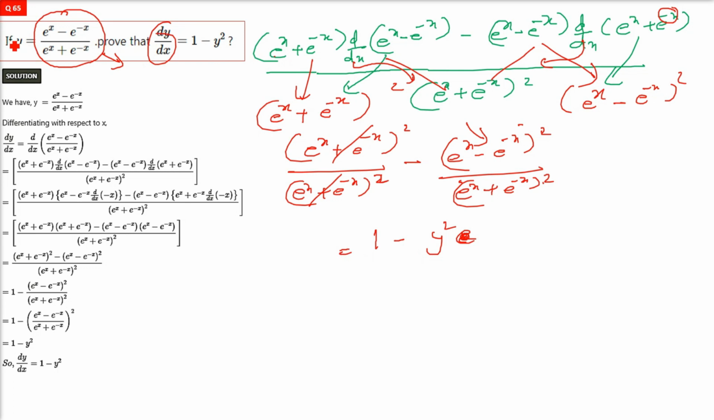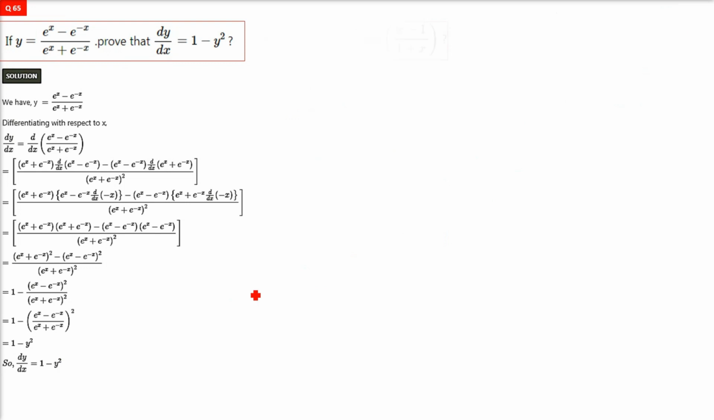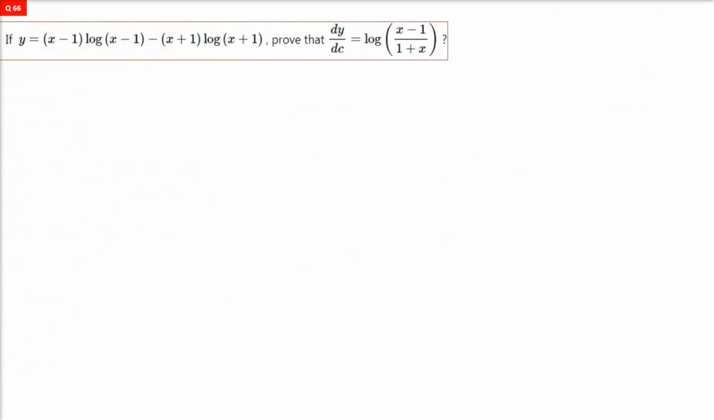Initially we started with dy by dx only. So this dy by dx is equal to 1 minus y square. This is how you can match the answer also, but you have to write in a way I gave you the answer, the printed one.